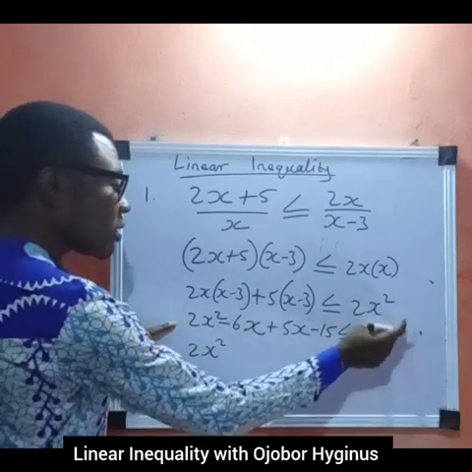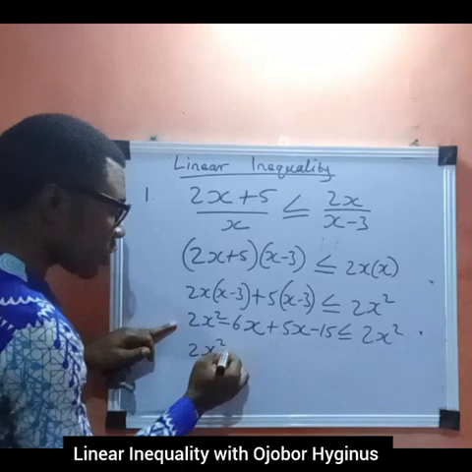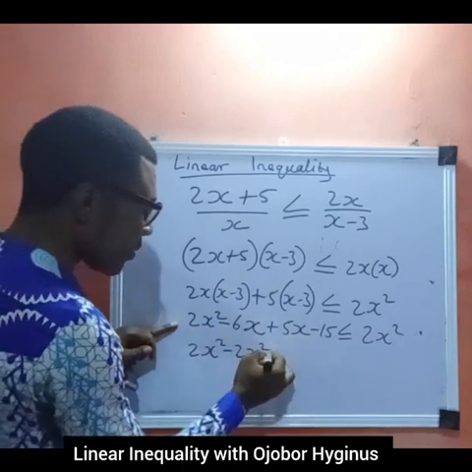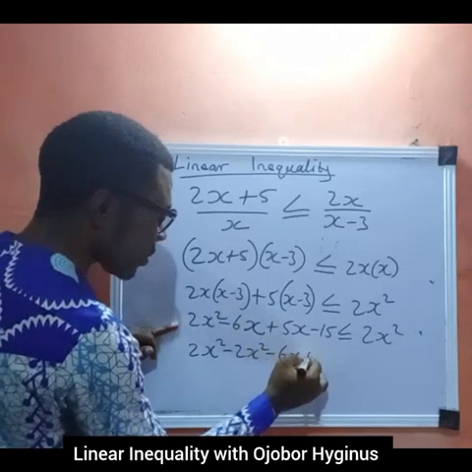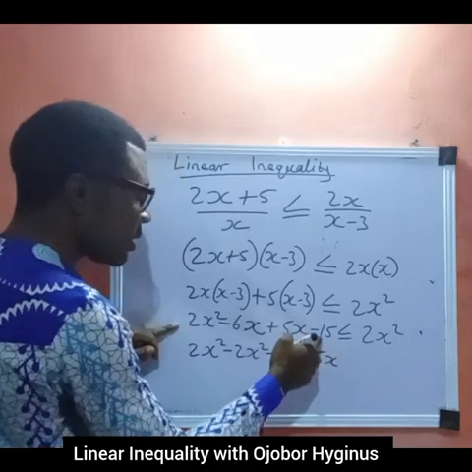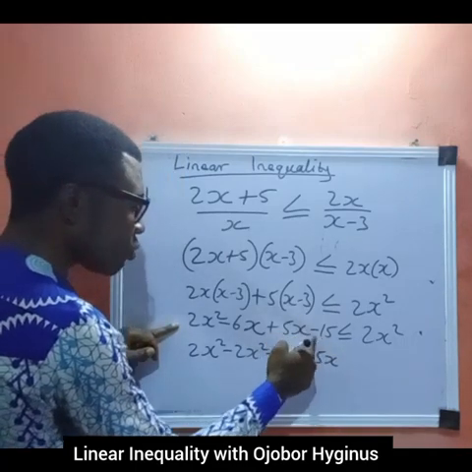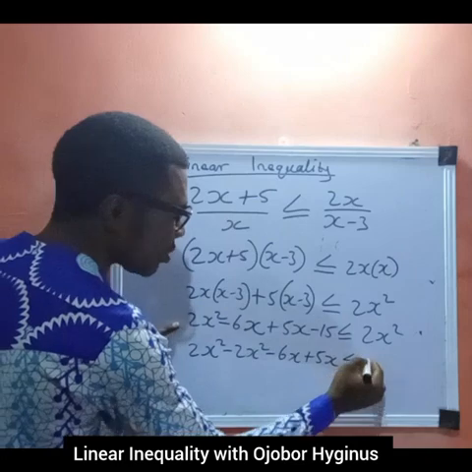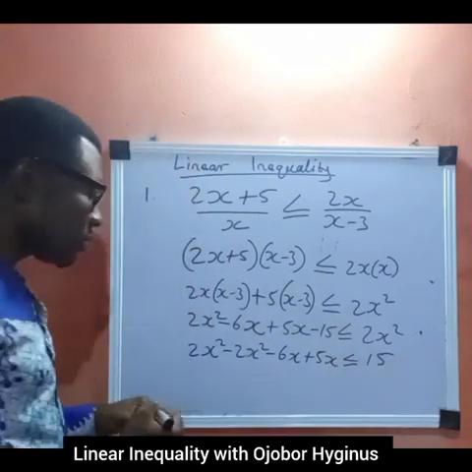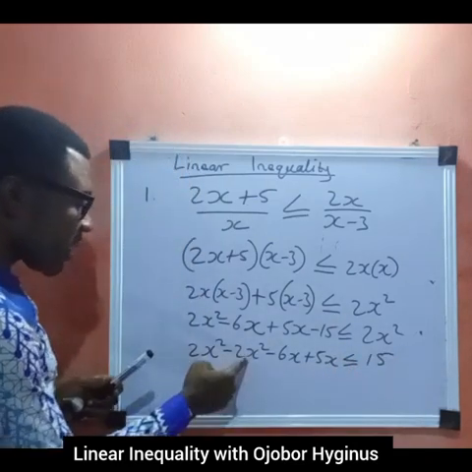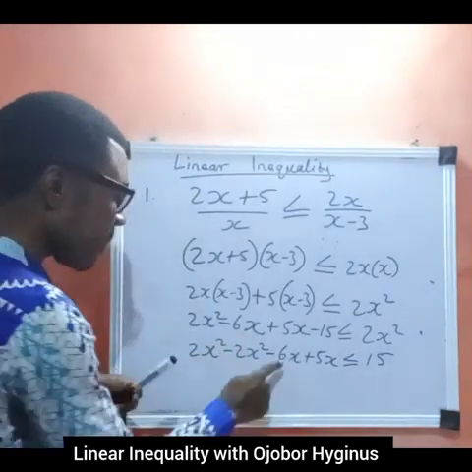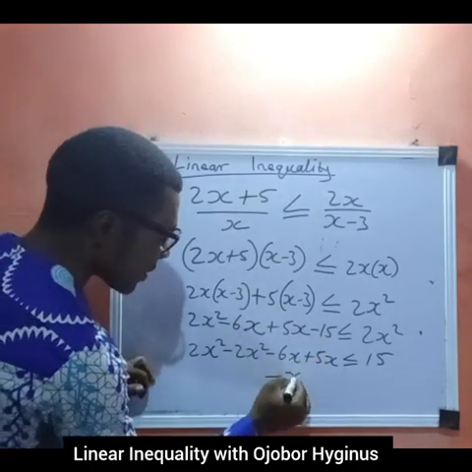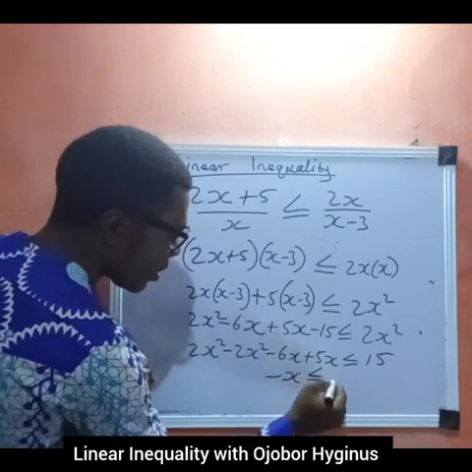Remember, if it crosses the sign of inequality, the same just as the equation, it will change to minus 2x squared. And then we have minus 6x plus 5x. Then this minus 15 is the constant. We'll move it to this other side. Because it's negative, when it crosses the inequality sign, it will change to 15. And we can see that 2x squared minus 2x squared will be 0. Minus 6x plus 5x, we have minus x, less than or equal to 15.